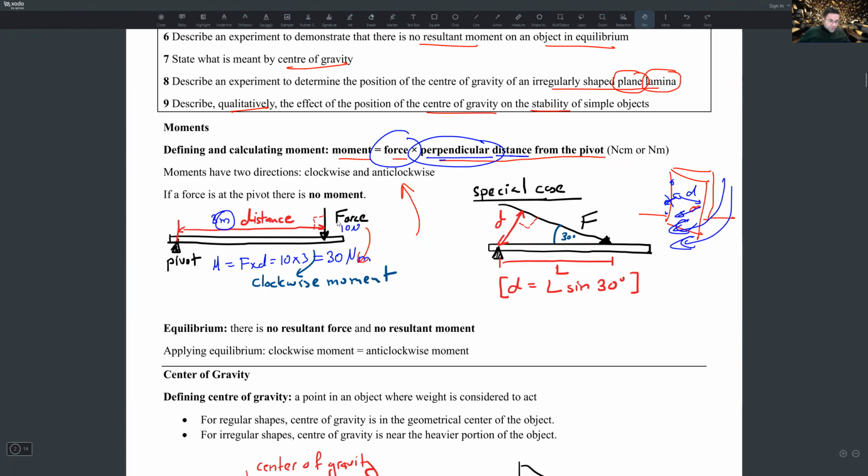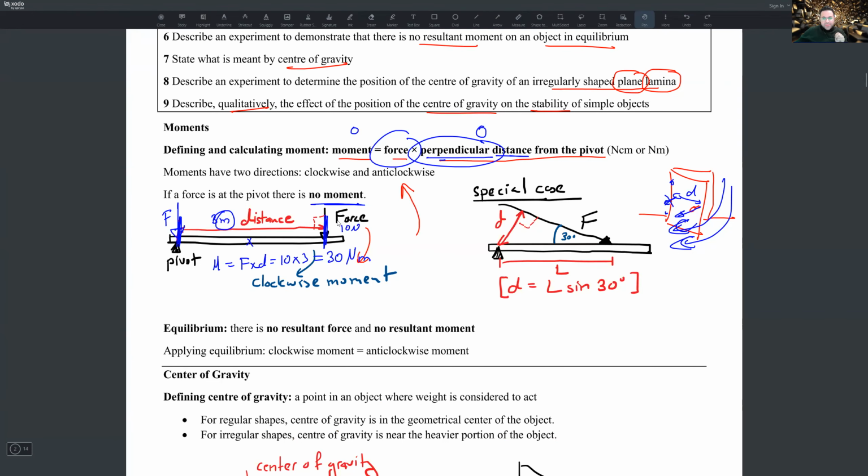Now, if you apply a force on the pivot, there's no moment. What do I mean? If the force is on the pivot itself, if you have a pivot here and you push the object where the pivot is, it doesn't rotate because the distance is 0 and therefore the moment is also 0. So again, please remember, the distance has to be measured from the pivot to the force, not from some random point X to the force, okay?